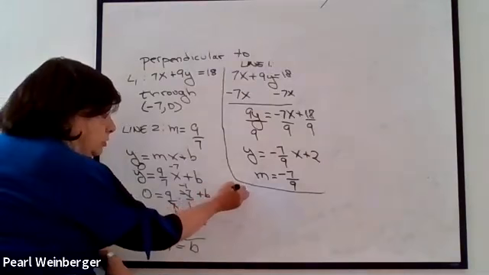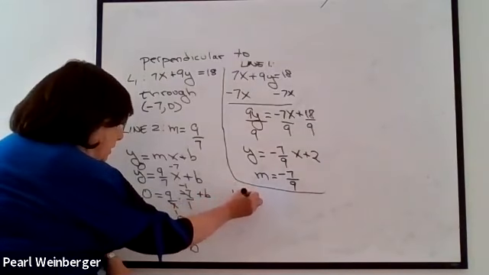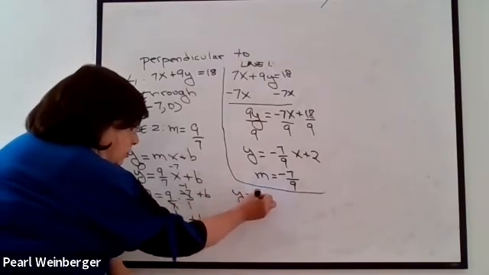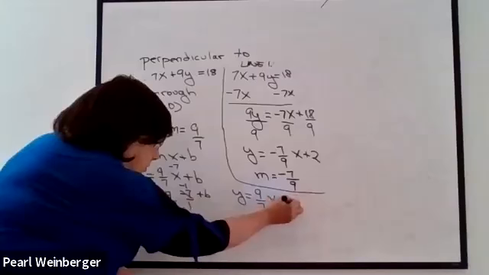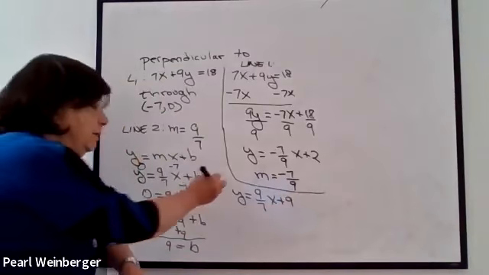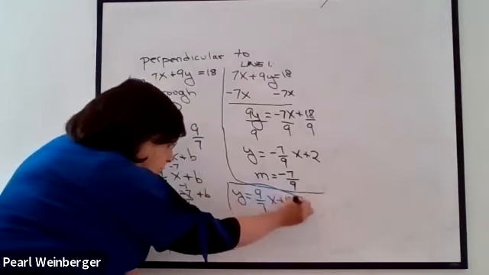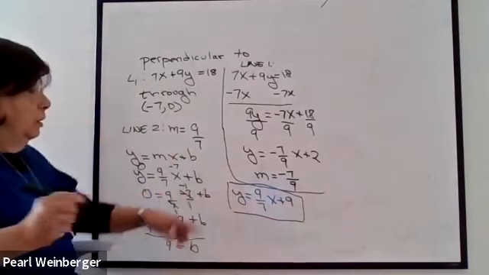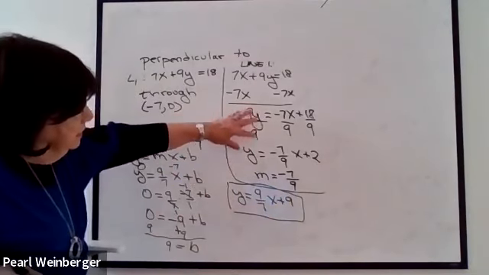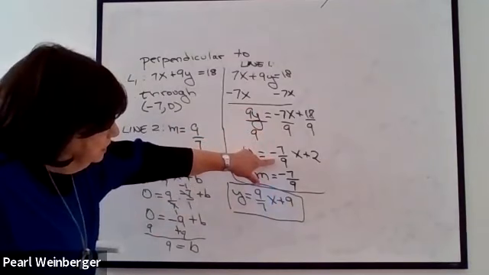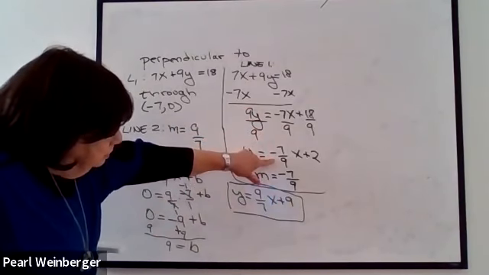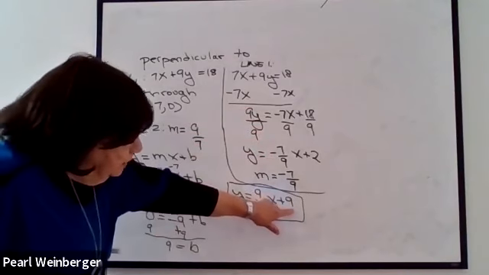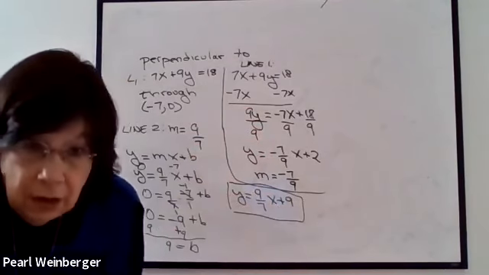So the equation of my line becomes y equals 9/7x plus 9. And this is the equation of the line that we were looking for. Notice its slope is the negative reciprocal of this. It's opposite, and it's the reciprocal, and its y-intercept is 9.